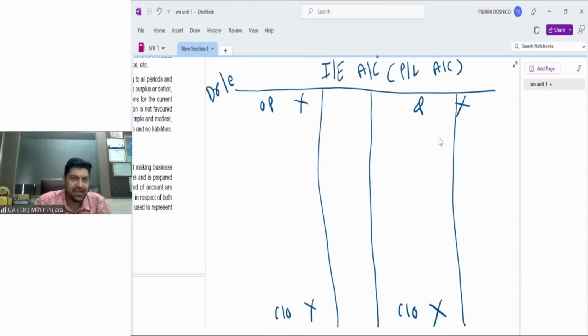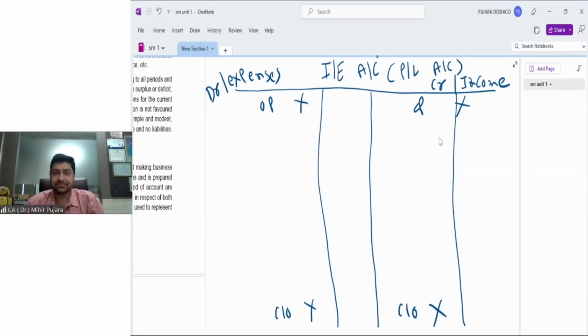Debit side, that is your expense side. Credit side is your income side. Debit side is your expenses side. Credit side is your income side.